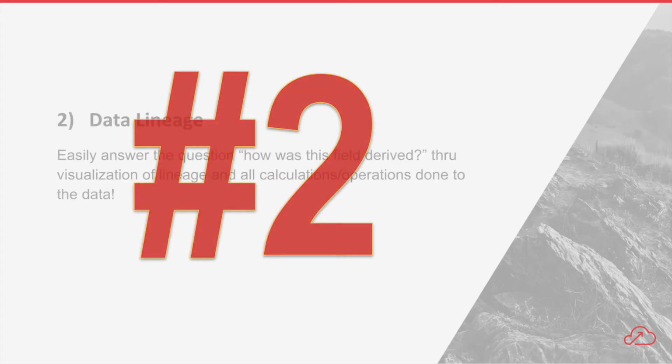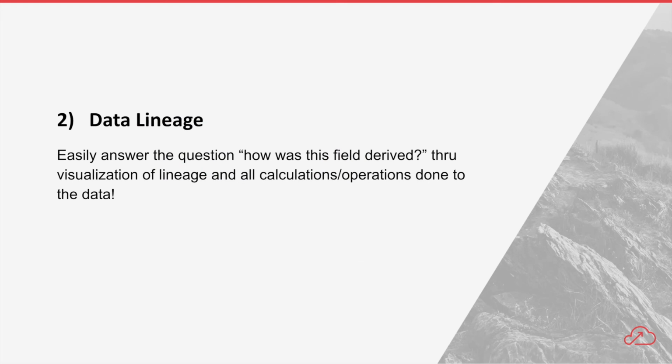Number 2, data lineage. We allow you to easily answer the question, how is this field derived, through the visualization of lineage that shows all calculations and operations done to the data. We can do this upstream or downstream.